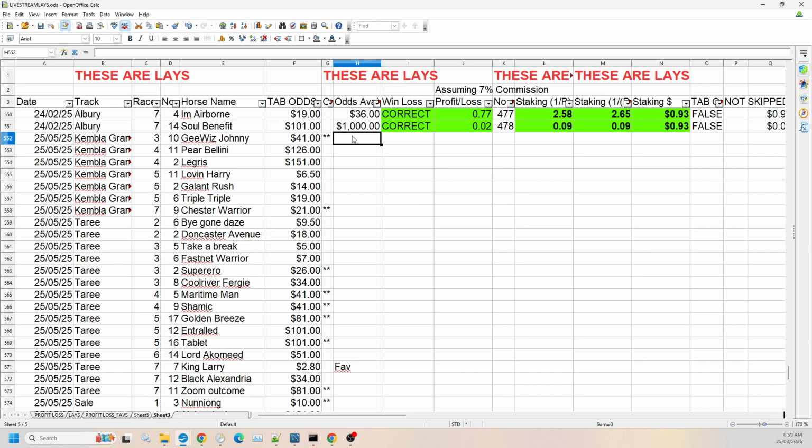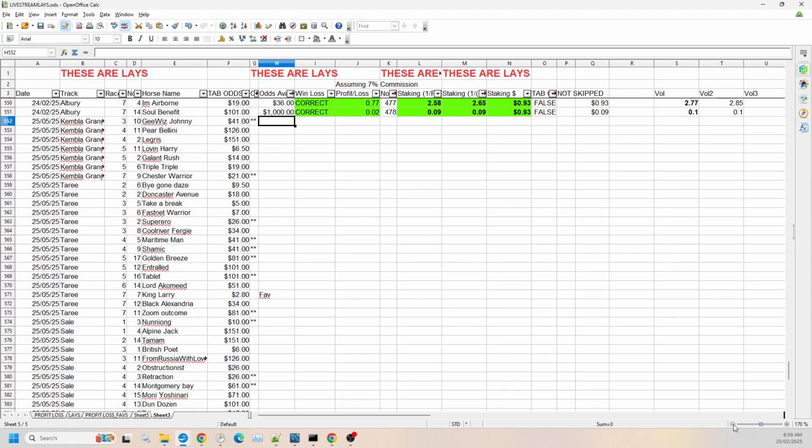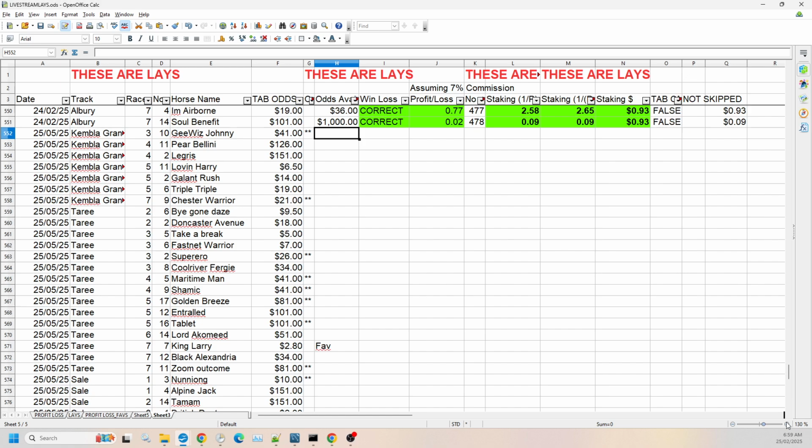And that's because they're pretty much no hope. Every race is bad, and they're completely outclassed in these races. Okay, let's jump into today's races and have a look at what we can see.